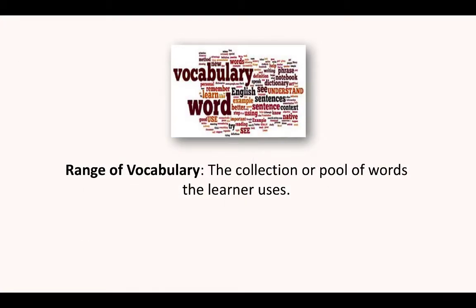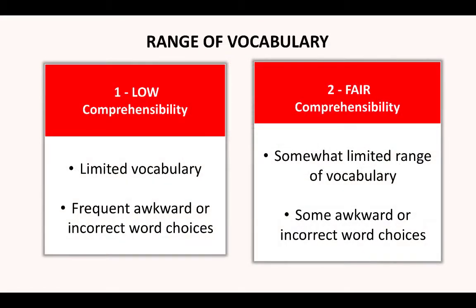The next dimension is range of vocabulary, which I think in many ways is the hardest one to judge, because you're only going to be seeing them for a short period of time, so it may be difficult for you to figure out whether their range of vocabulary or pool of words is large or small. So here are some ideas about how to score this.